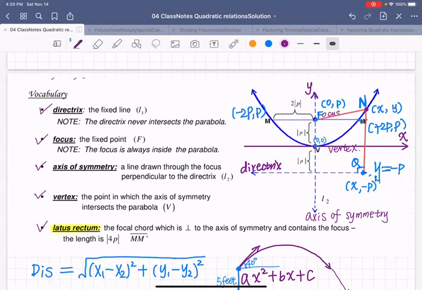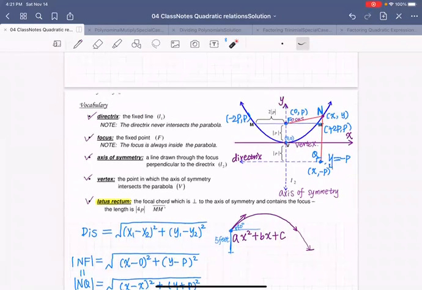Now, the definition of a parabola is that for any point on the parabola, the distance here equals the distance here. So that's the directrix. This point is called the focus. This is called the axis of symmetry: your left and your right are identical. This is the vertex. And the last one we wait until we finish showing this.